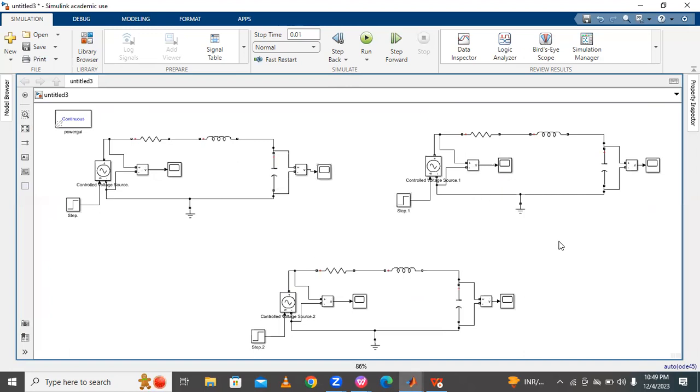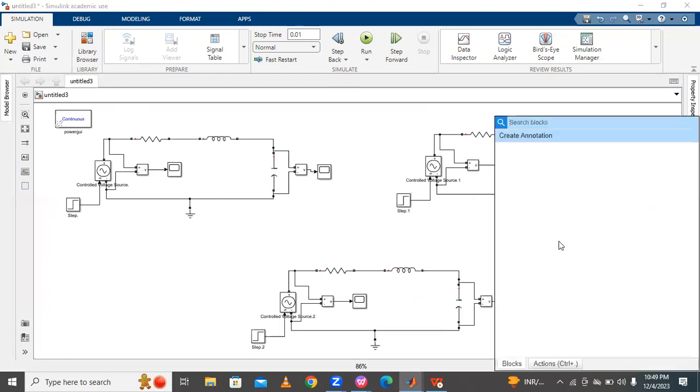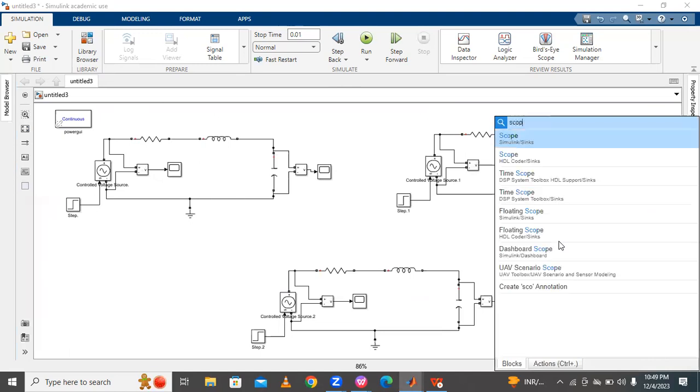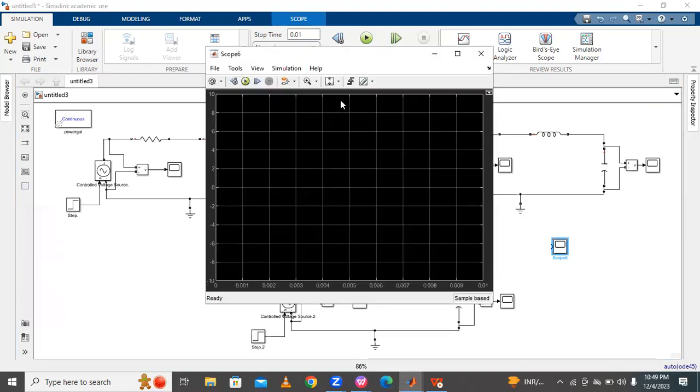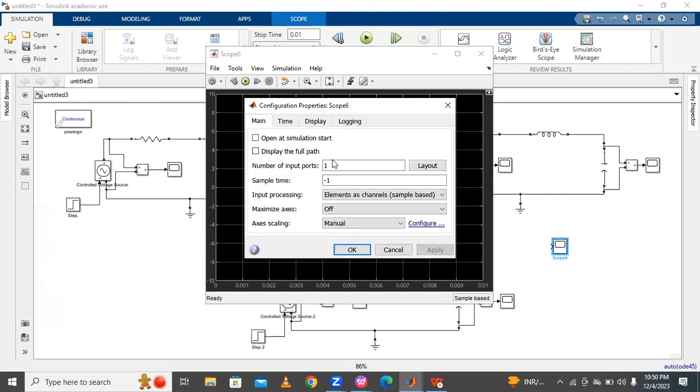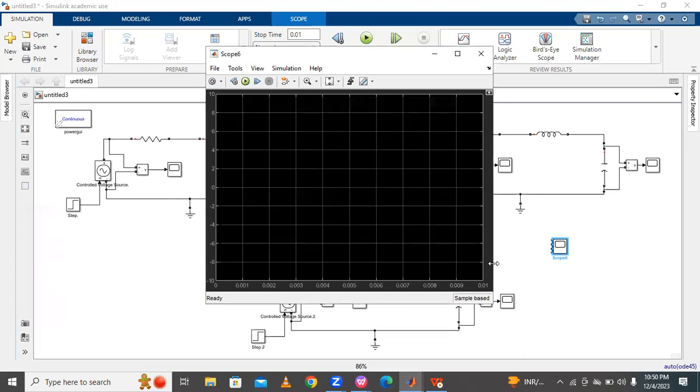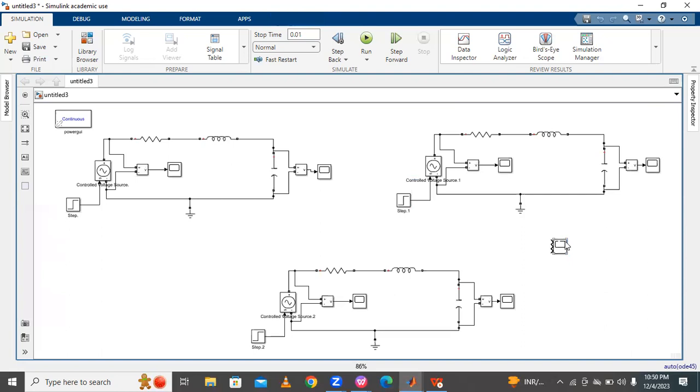Take one scope, a single scope, place it here and open the scope and change the number of input ports to 3. Number of input ports is 3 here, then apply, OK. The scope will change like this.